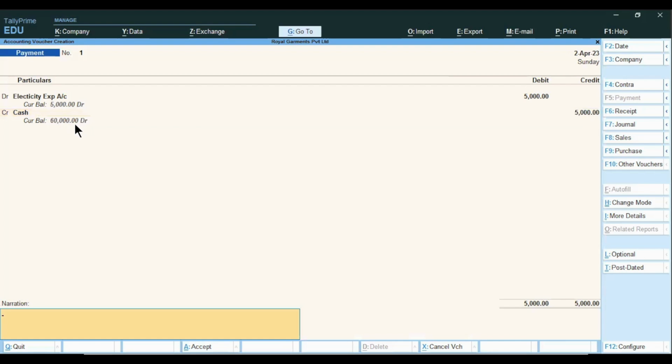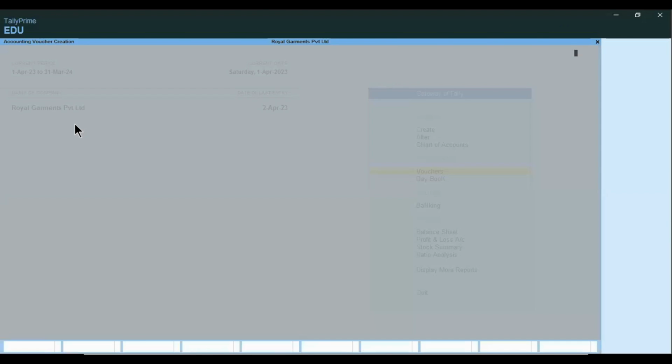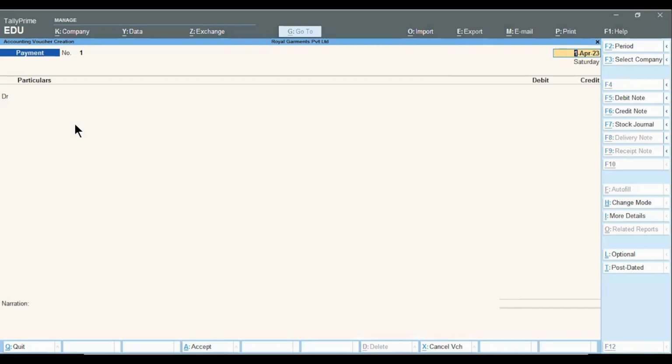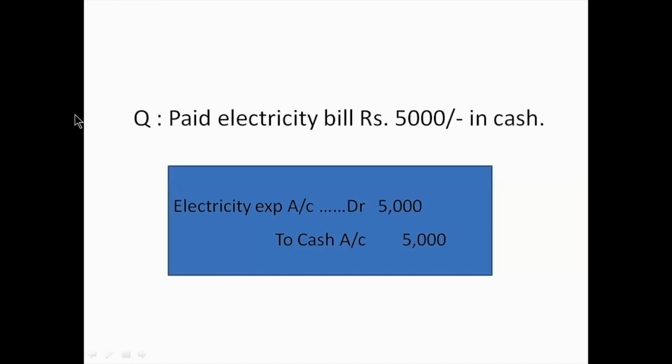Enter. Now give the narration: electricity bill paid. Enter. Accept. Enter. So this is how we can pass the payment entry.